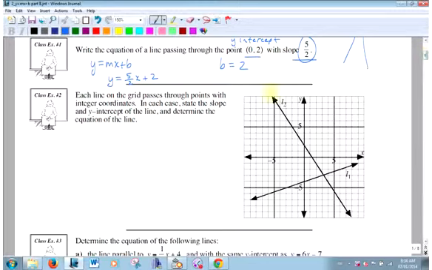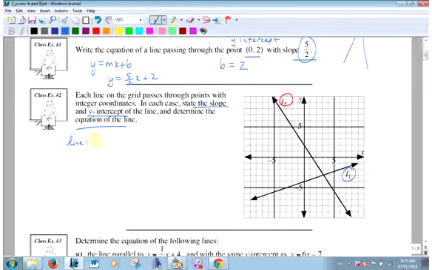Graphically, here's 2 lines. That says L1 for line 1. That says L2 for line 2. Each line passes through points with integer coordinates. That's nice because it's hard to tell if it's a fraction. In each case, state the slope and the y-intercept, and therefore write the equation of the line. So let's start with L1. L2 I'll make a different color.